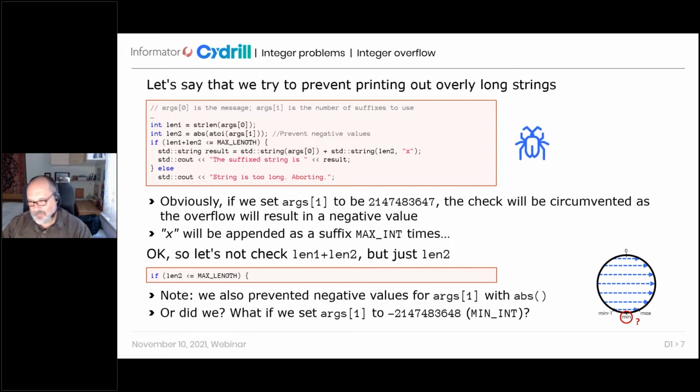Sorry, what? No, let me formulate the question once again. That was not the right question. What is the absolute value of minint? That is the correct question. So what if the attacker, the malicious user, sets args1, this one here, to exactly minint, which is minus 2 billion 147 million blah blah blah 648.